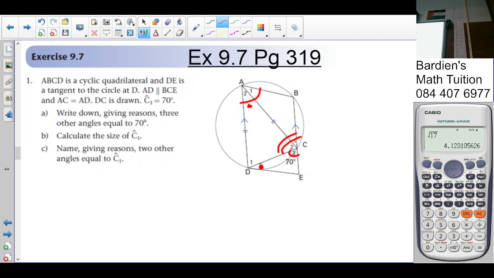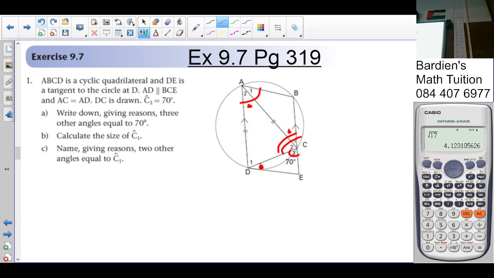Then we are told that AD is parallel to BCE. What can we say from that? A2 is equal to C1. Why? Alternate angles. Okay, good, well done. You see that, people? Alternate angles.